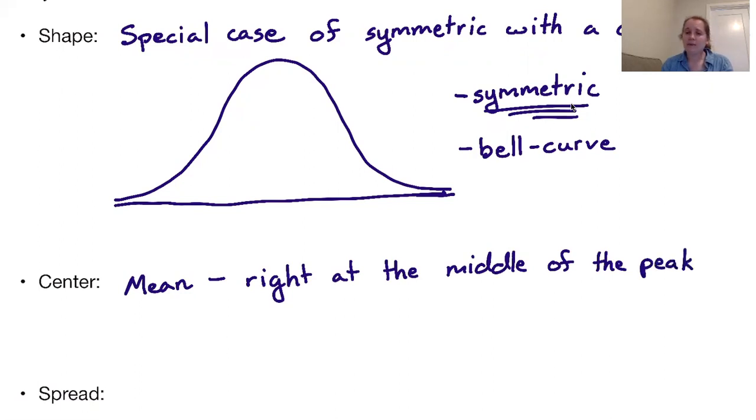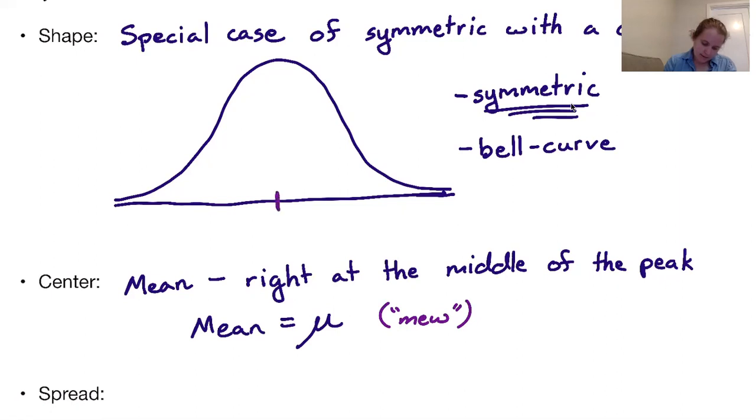And just like with the probability distributions we saw before, this is now more theoretical, and we will use mu as our mean. So the mean now will be denoted with the Greek letter mu. It's pronounced like a cat, mew. And so, as I said, that is right in the middle of the peak. This is our mean.